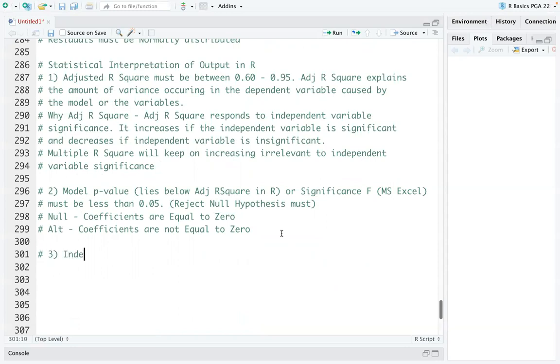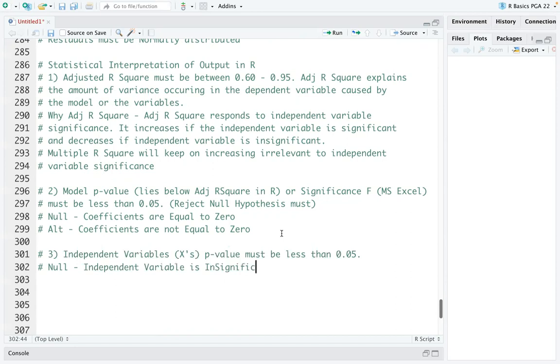The third is independent variables. The p-value must be less than 0.05. The null hypothesis is the independent variable is insignificant. Alternate hypothesis is independent variable is significant.